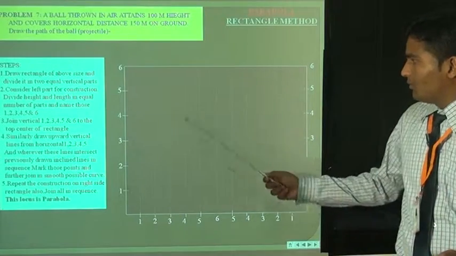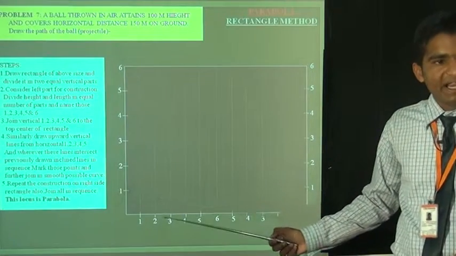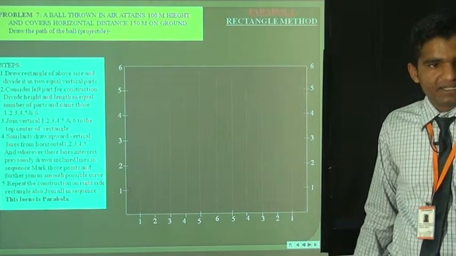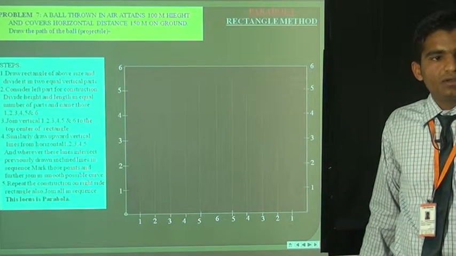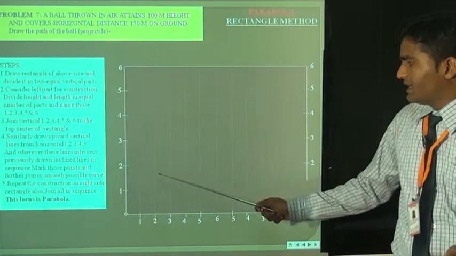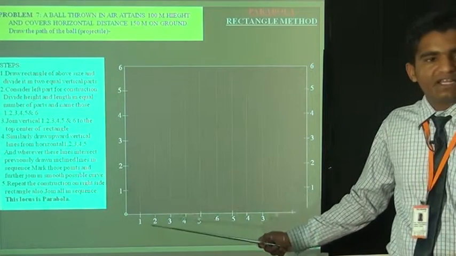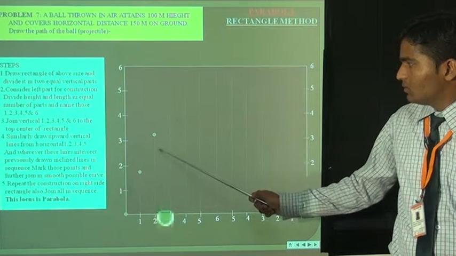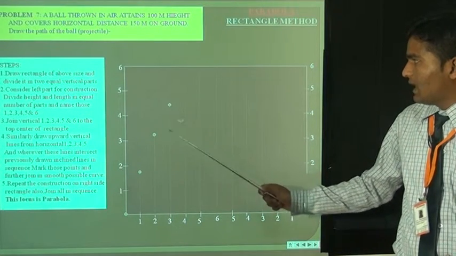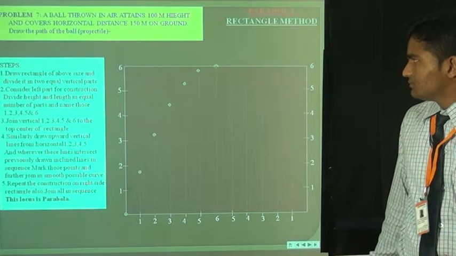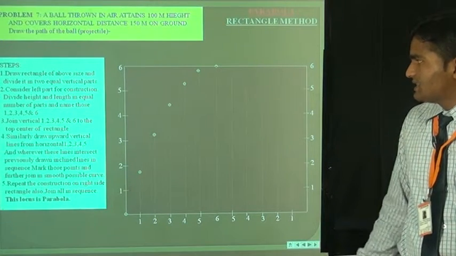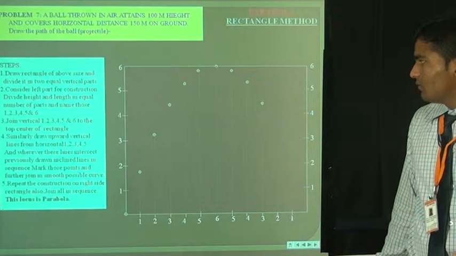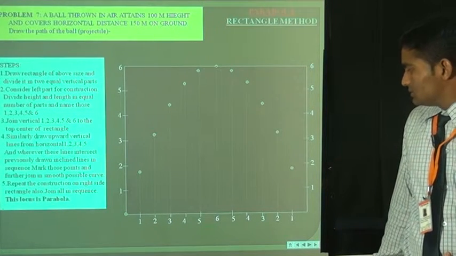So after drawing the vertical and inclined lines, we get the intersection points of the inclined and vertical lines. So mark these points at the intersections of the inclined and vertical lines like this. 1 point, 2, 3, 4, 5, 6. The same on the right side of the rectangle: 2, 3, 4, 5 and 6.